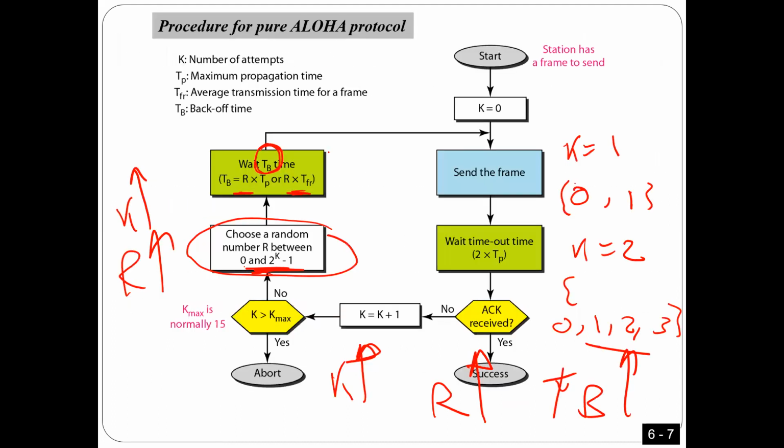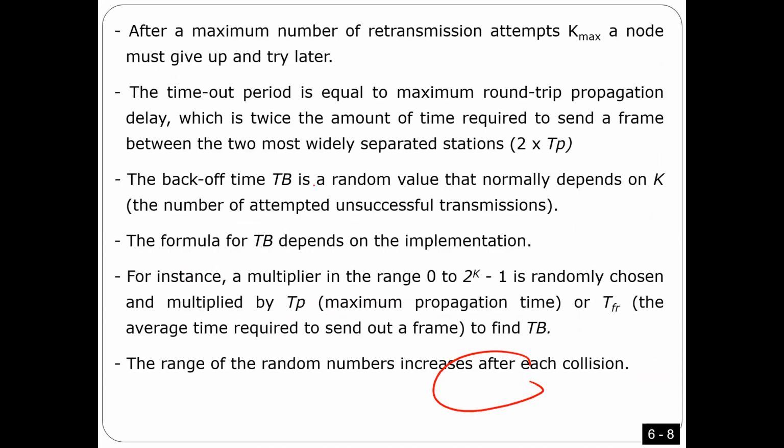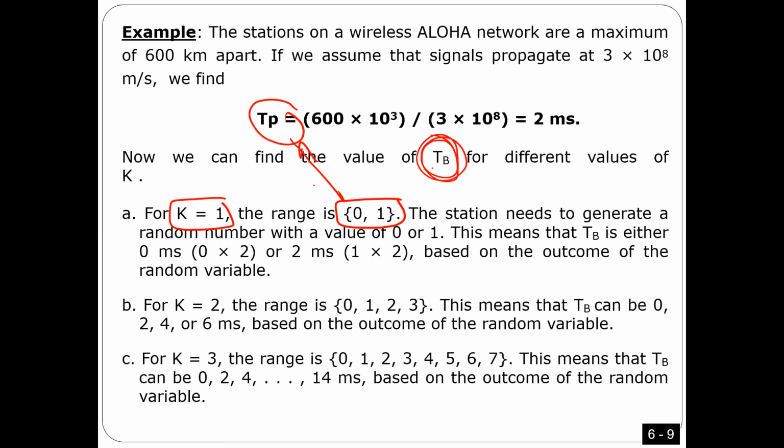That's exactly what I said here. After you get R, you multiply it by TP or TF, any one of them. But for example, here I'm going to use TP. Okay. So that means if you select 0, you are going to wait 0 milliseconds. But if you select 1, you are going to wait 2 milliseconds. So in this case, either you wait 0 or 2 milliseconds. Okay, let's see the second case. In the second case, these are the numbers you have when K is equal to 2: either 0, 1, 2, 3.